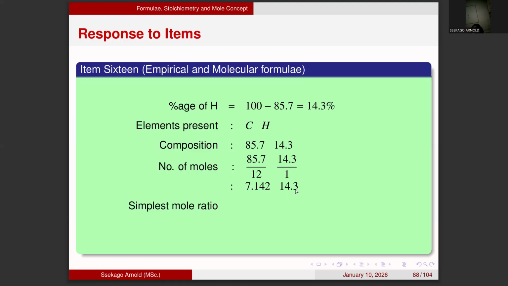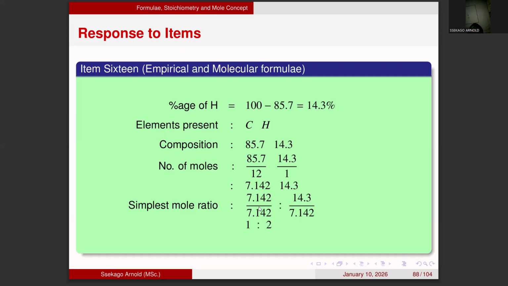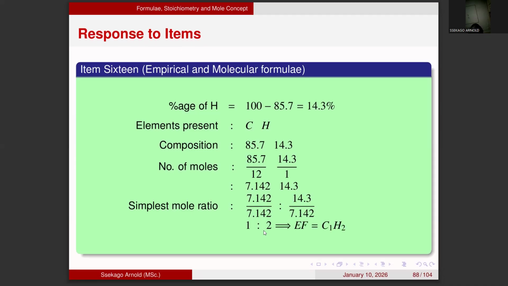Next, we determine the simplest mole ratio. To do this, you look at the two calculated moles, then you divide by the smallest. 7.142 is the smallest, so we divide both of them by 7.142. After dividing, we obtain 1 to 2. As a result, for the empirical formula, carbon has a 1 and hydrogen has a 2, which is the same as CH2. So this is the empirical formula.